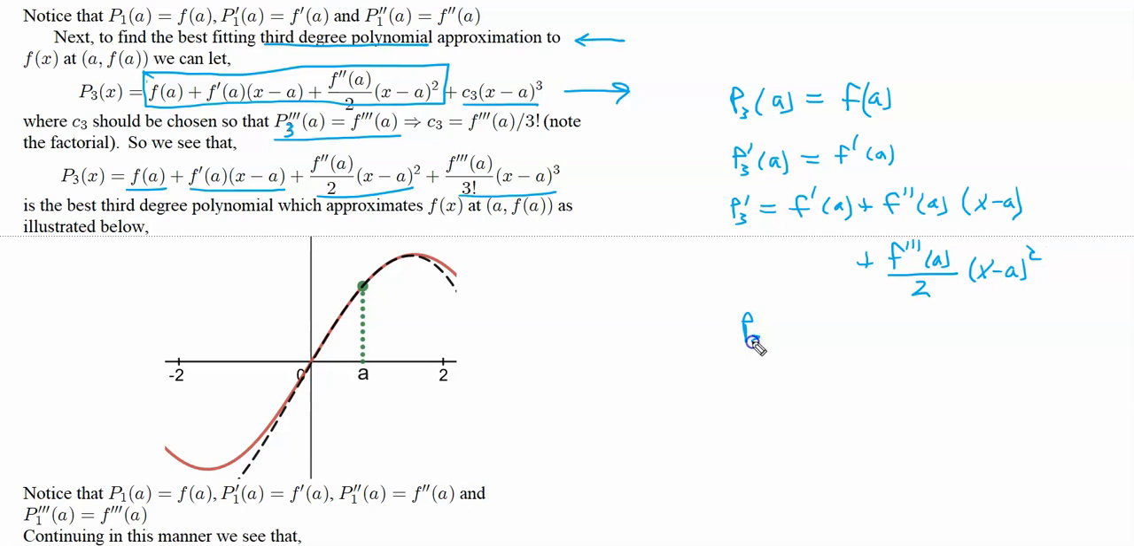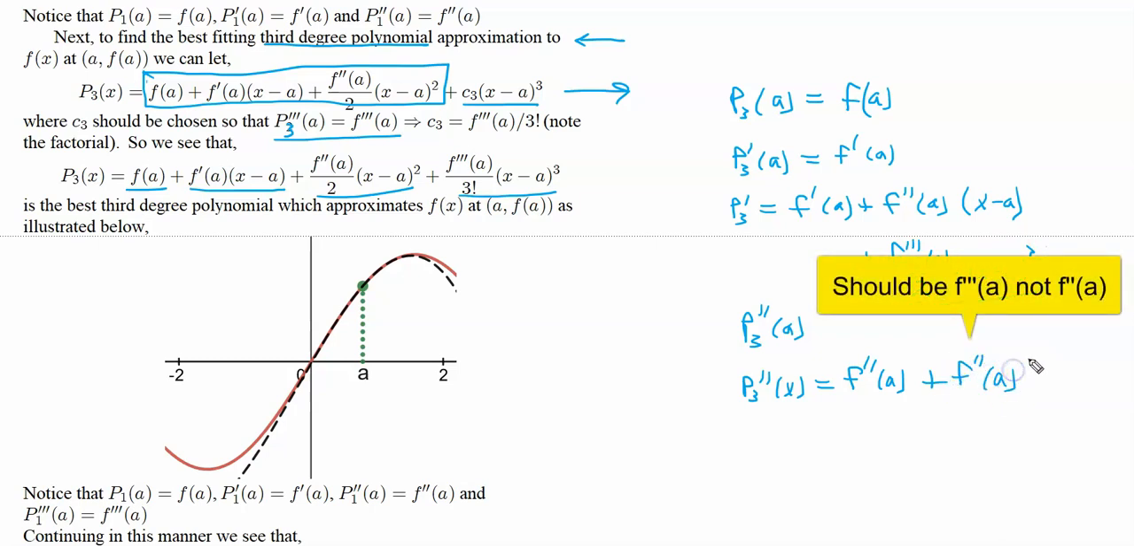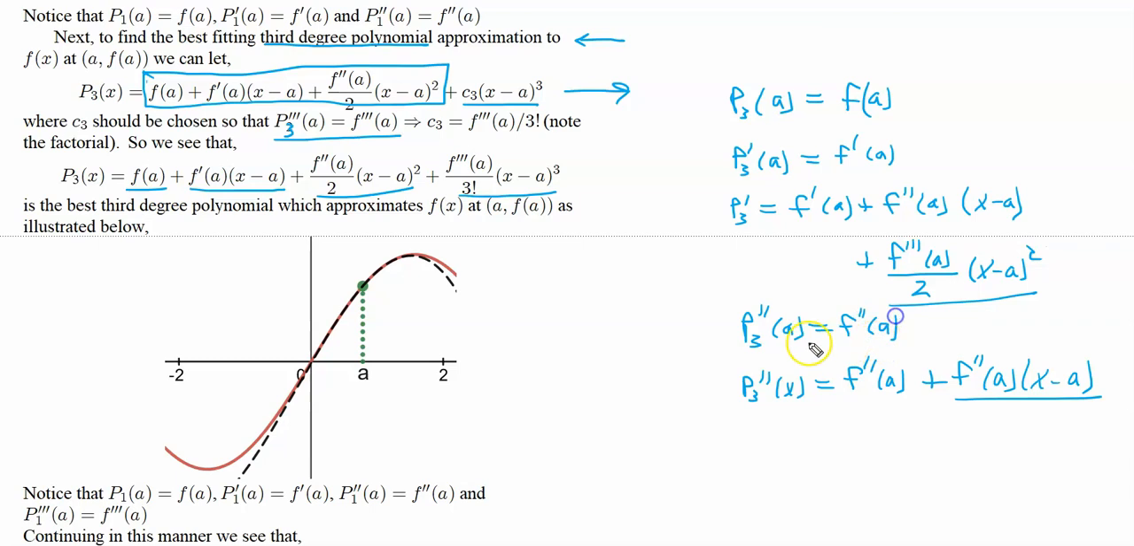Also, if we evaluate P3 double prime of a, now here is the first derivative. So if I take the second derivative, notice that P3 double prime of x in general, the derivative of this is going to be 0. The derivative of this piece is going to be f double prime of a. And then the derivative of this part right here, we drop the 2 down, we're going to get f double prime of a times x minus a. Well, notice if we put a in for the x's here, this goes to 0, and we get f double prime of a, which is exactly what we want.